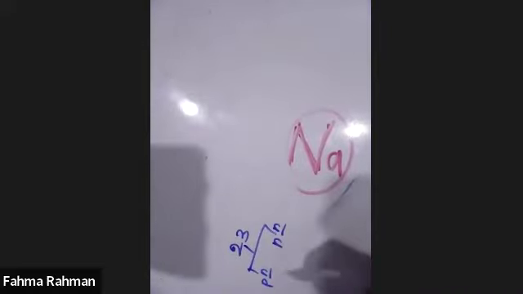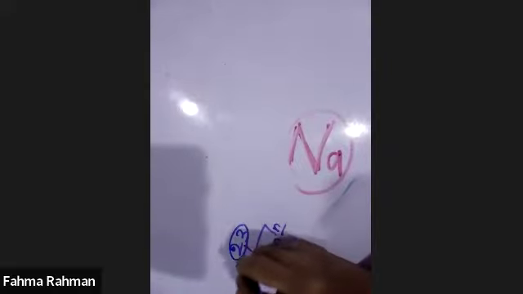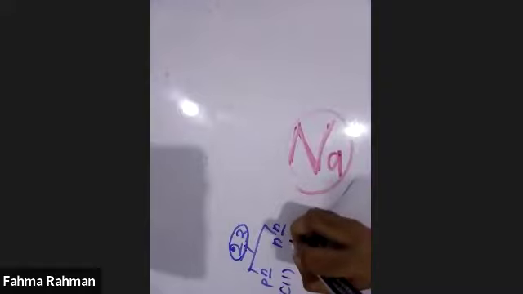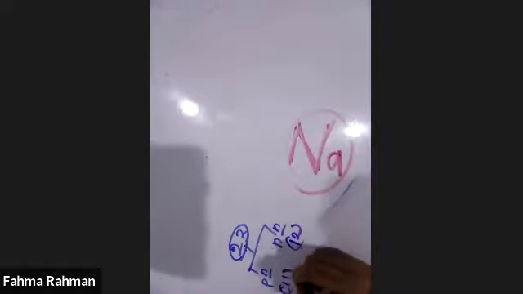So how many protons are there for sodium? There are 11 protons in sodium. And if the mass number is 23, if you subtract 11, you can find the number of neutrons, which is 12. So sodium has 11 protons.